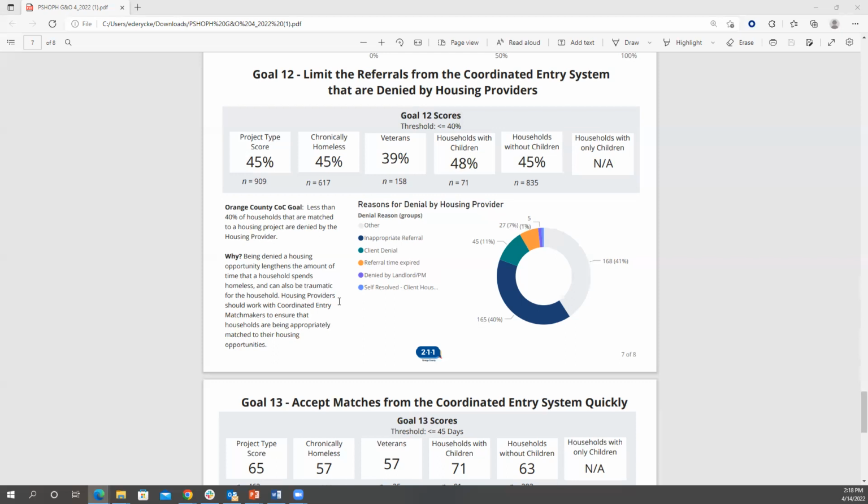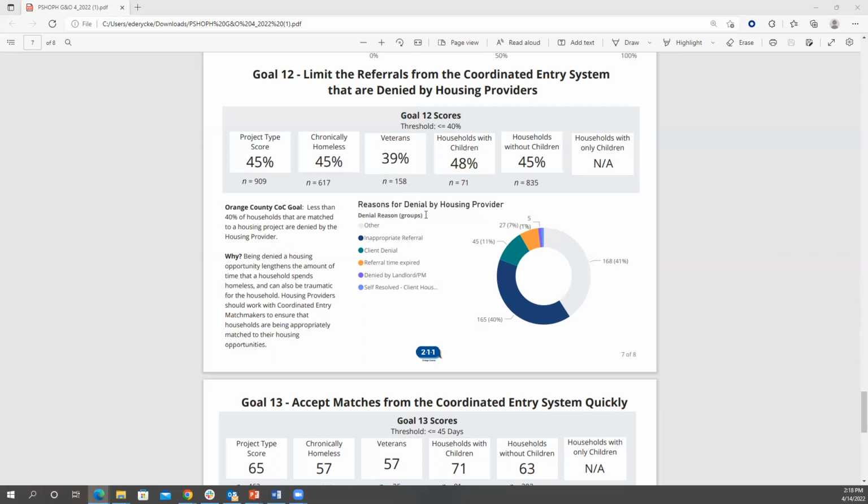We want to limit that as much as possible because that can be traumatic for the clients if they think they're getting housing and then they don't. It also can cause inefficiencies in the system and make clients' length of homelessness increase while they are matched and then denied and then matched again.